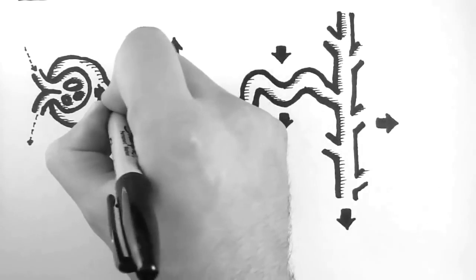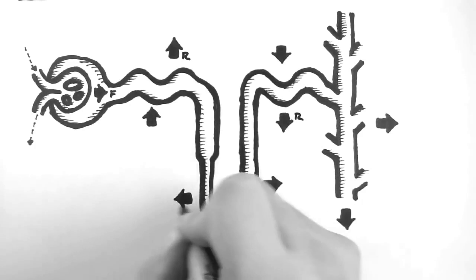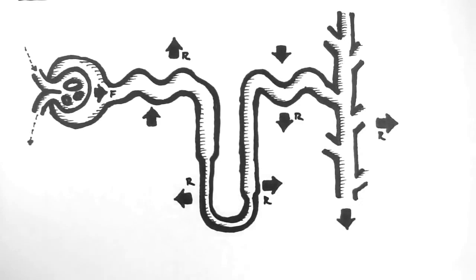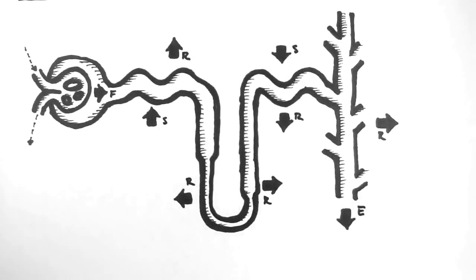F is for filtration, R is for reabsorption, which is the movement of stuff back into the blood. S is for secretion, which is the movement of stuff from the blood into the nephron. And E is for excretion, which is the urine on its way to the bladder.